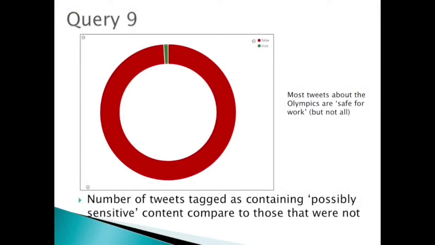The 9th query was to look at the number of tweets tagged as containing possibly sensitive content. This is a Twitter tag they put on some tweets that determines whether there's questionable content in the tweet. And you can see this nice visualization of a whole circle. The red part of the circle represents the tweets that are not possibly sensitive, while the green represents those that might have sensitive content. You can see that most tweets about the Olympics are safe for work or family friendly, but not all of them.